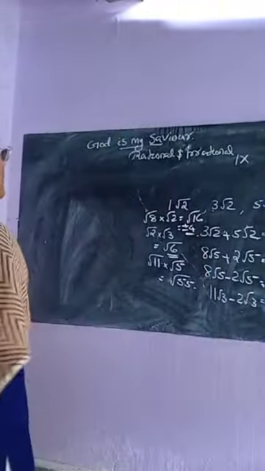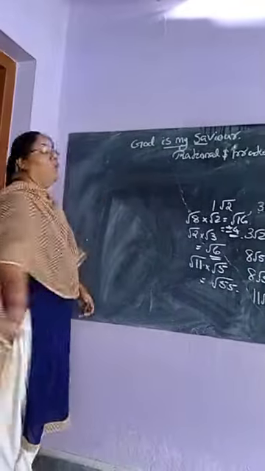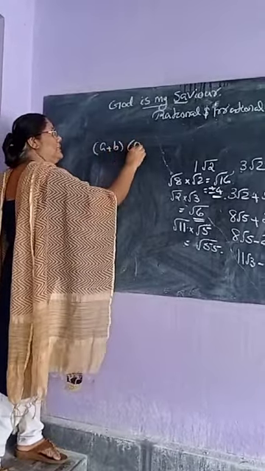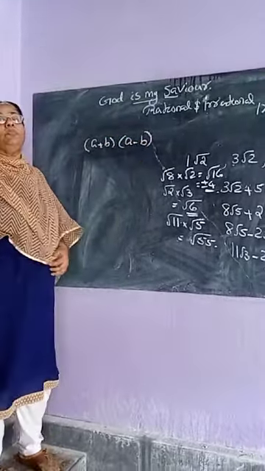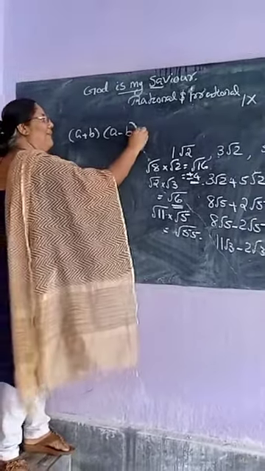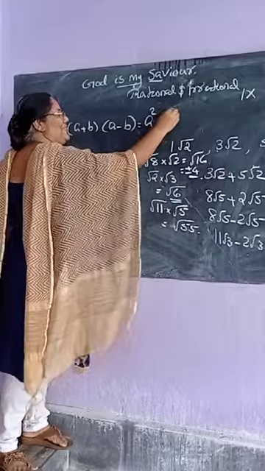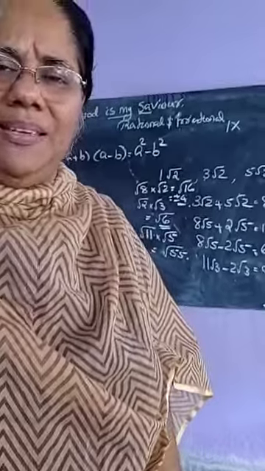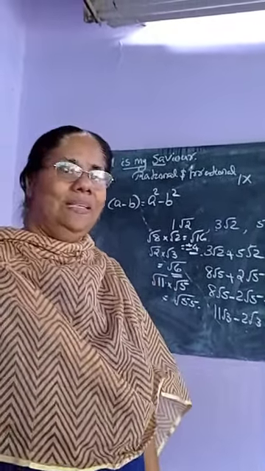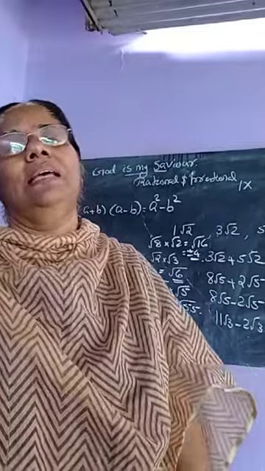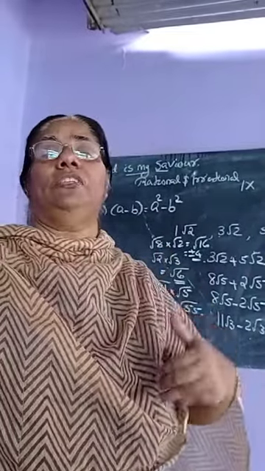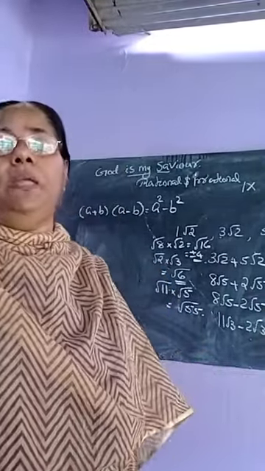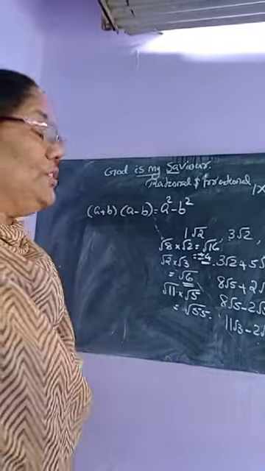Next point is, listen, what is the (a plus b) into (a minus b) identity? That is a square minus b square, isn't it? We already studied that. (a plus b) into (a minus b) is a square minus b square. First term square minus second term square. That's the reverse of the factorization of a square minus b square, which is (a plus b) into (a minus b). Now listen to the operation here.